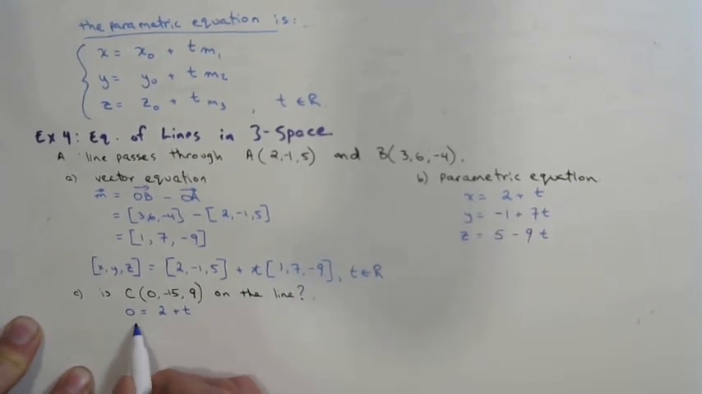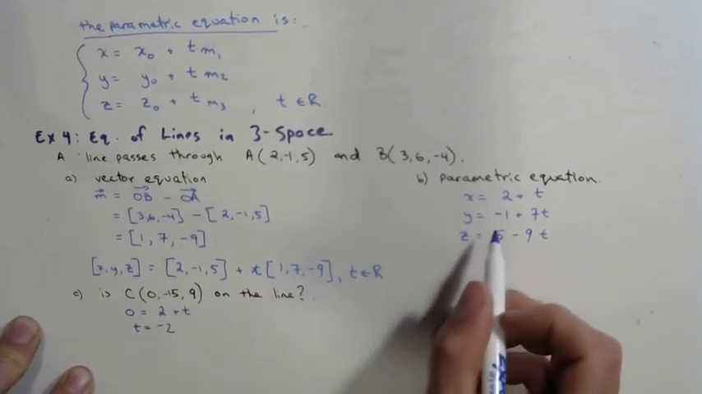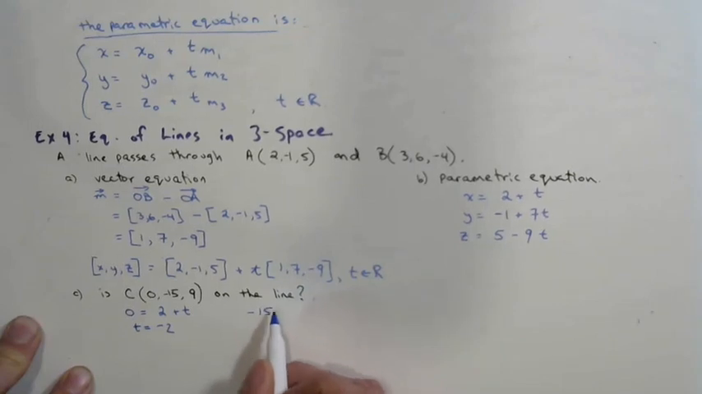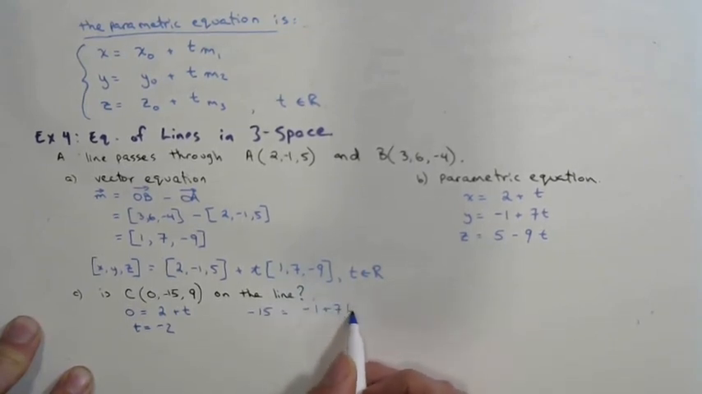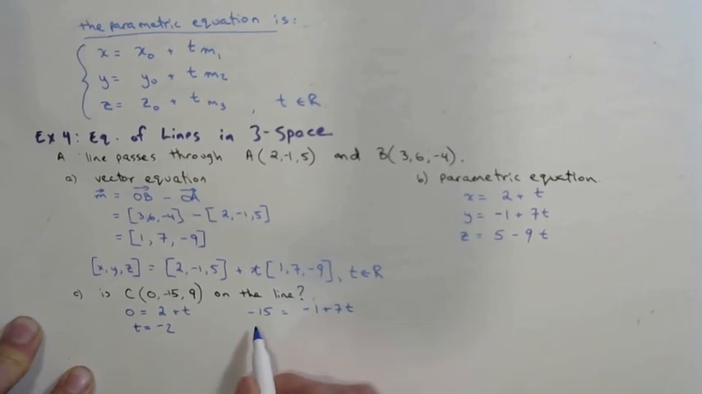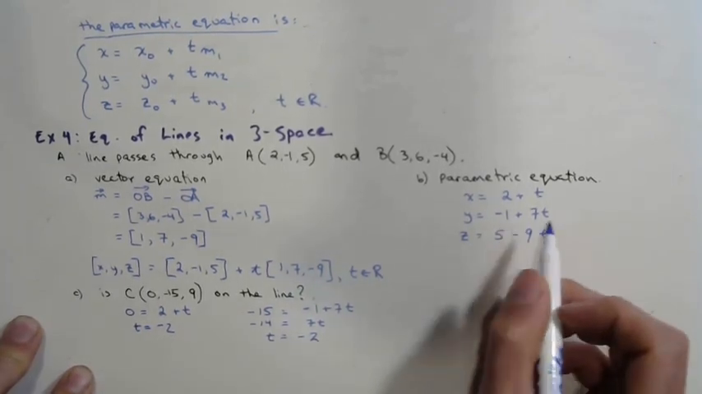Subtract t from both sides, I get t equals negative 2. Now I'm going to move on to my y component. Negative 15 has to equal negative 1 plus 7t. I'm going to add 1 to both sides. It's going to be negative 14 equals 7t. Divide both sides by 7. I'm going to get t equals negative 2. It's looking good so far, but confirming 2 parameters is not enough.